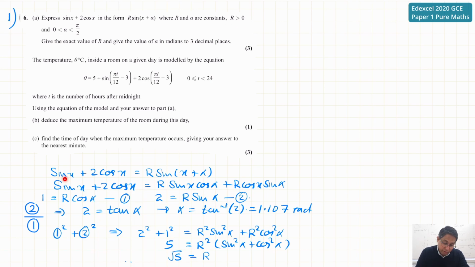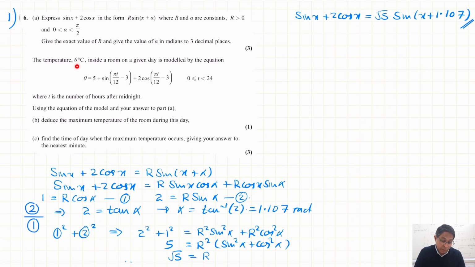Now you can write sin x plus 2 cos x in this form. R is square root 5, alpha is equal to 1.107. So you can write sin x plus 2 cos x equal to square root 5 sin(x plus 1.107).